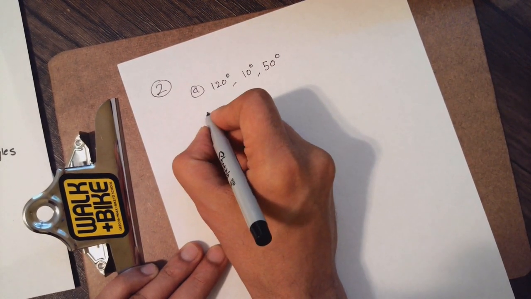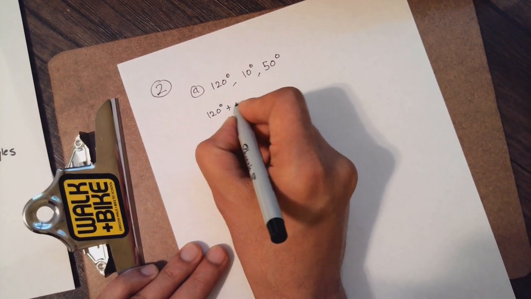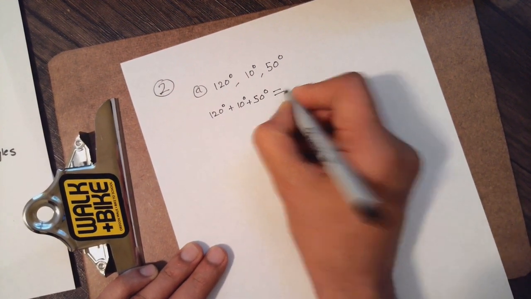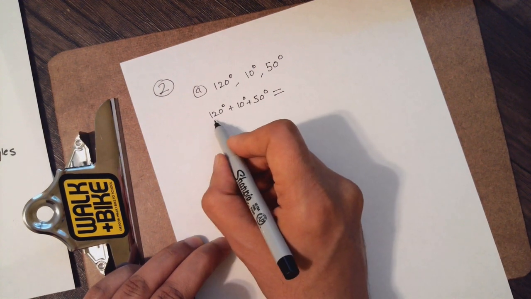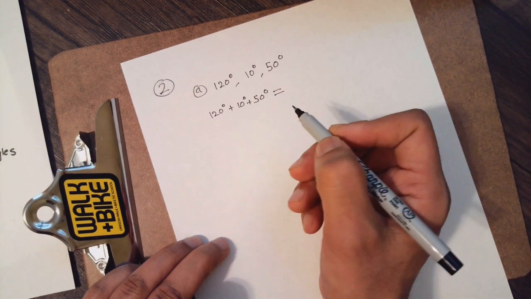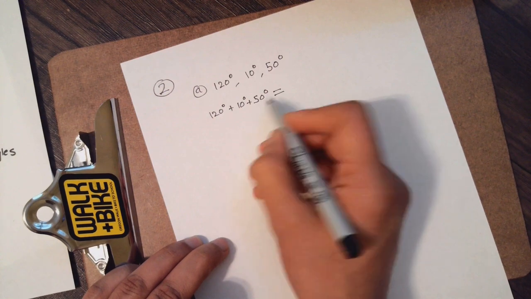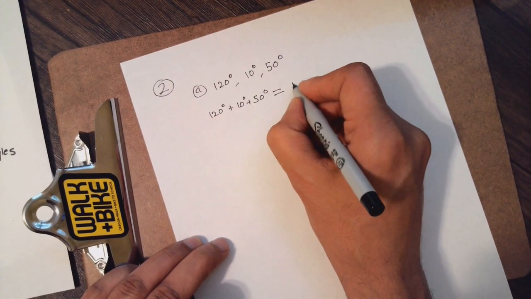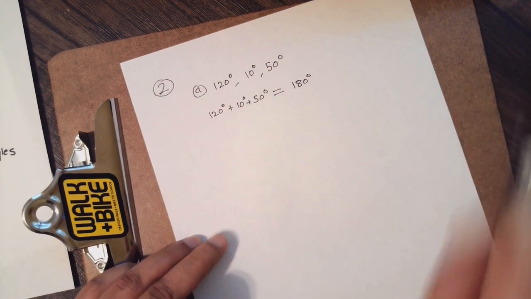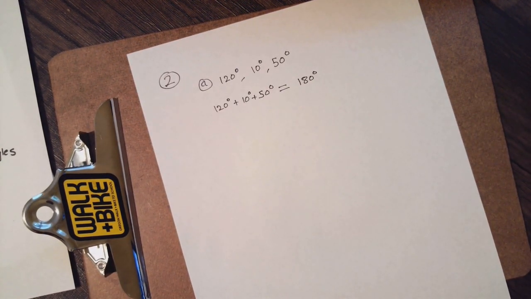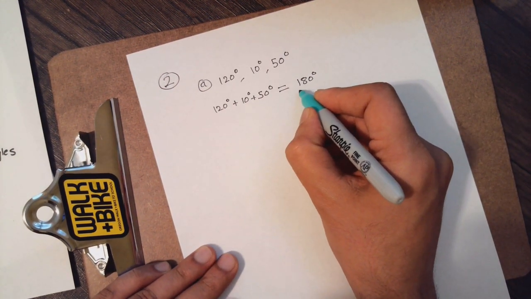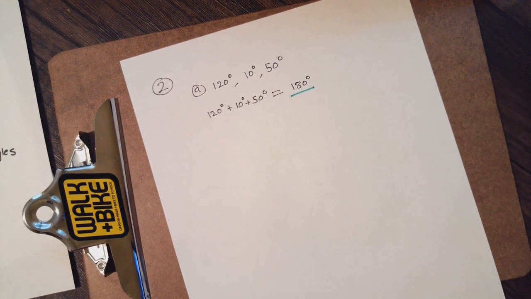Let's add them up. So you do 120 degree plus 10 degree plus 50 degree. What is it? 120 plus 10 is 130. 130 plus 50 is 180. If you don't trust me, use a calculator and try it yourself. But this is what it says. So they add up to 180 degrees. So what does that mean? It means yes, they can form a triangle, right?